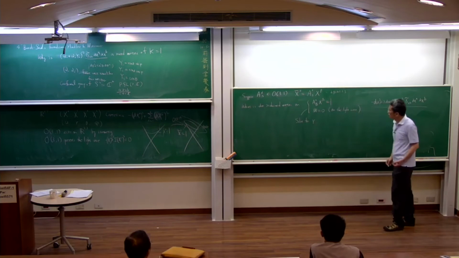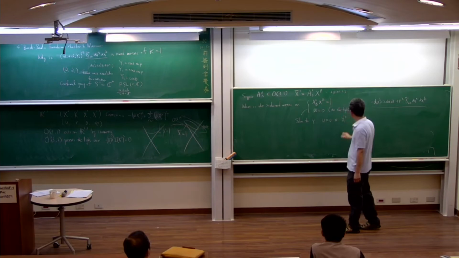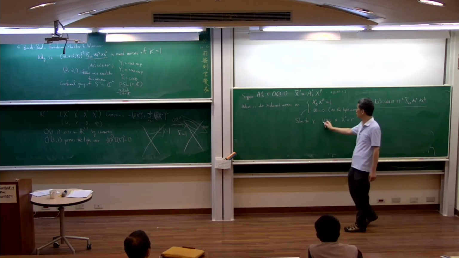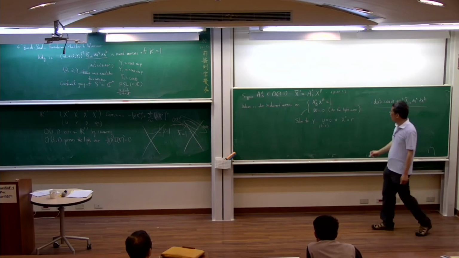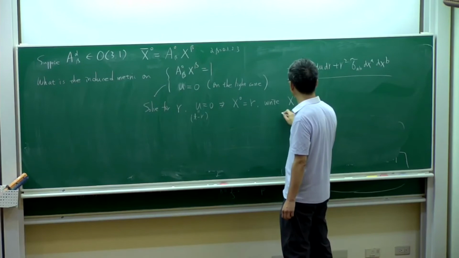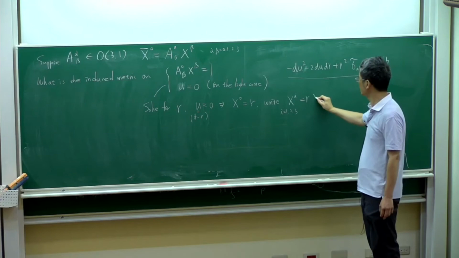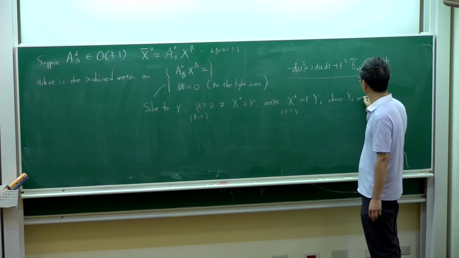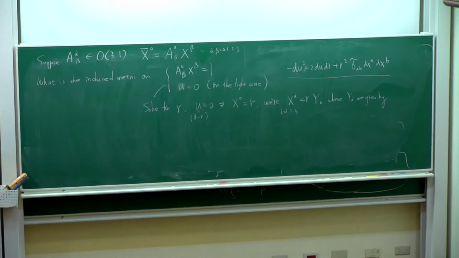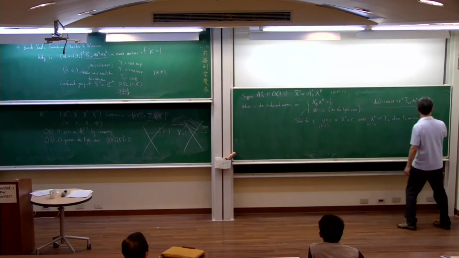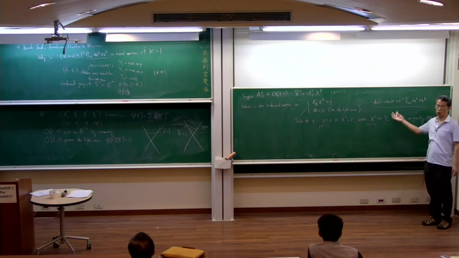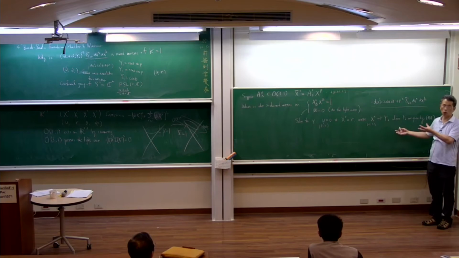So how do we actually solve for R? This U equals 0 actually implies X0 is equal to R. Because it's T, this is R, right? You could call this T equal to T minus R. And I can write this X^i, i goes from 1 to 3, to be equal to R times Y^i, where Y^i are given by this double star, right? This is a standard coordinate transformation formula. You go from Cartesian coordinate to spherical coordinate. This is exactly the formula.